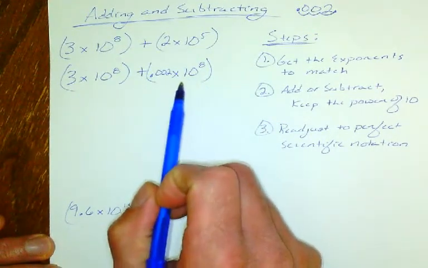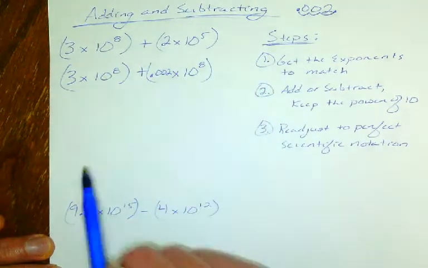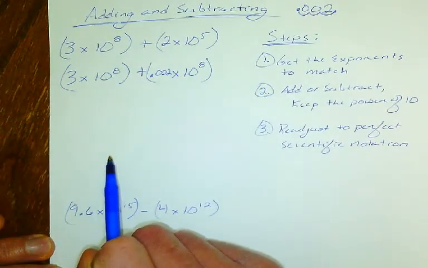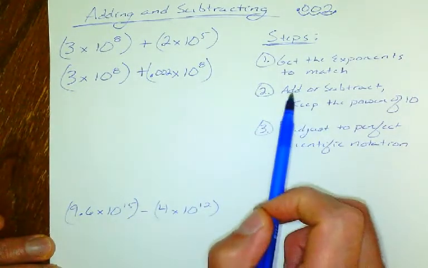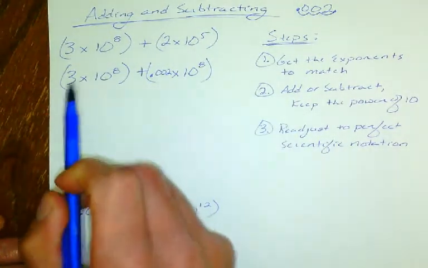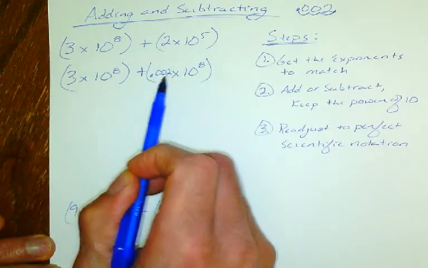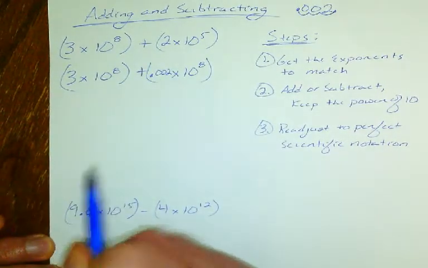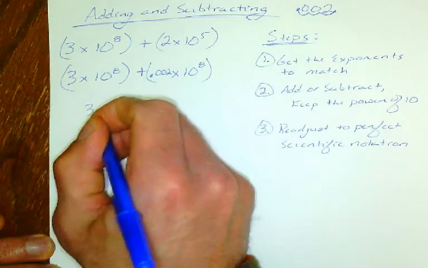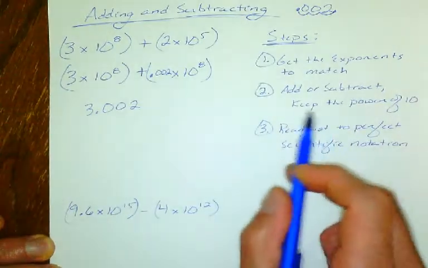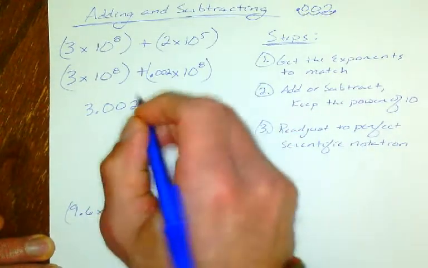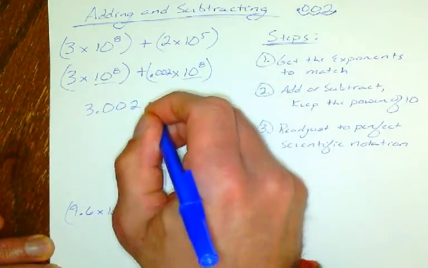So that's step 1. That is the hardest step. Get the exponents to match. Now, once I have that done, I'm going to add or subtract my first number. So I need to do 3 plus 0.002. That's pretty easy addition. That's just 3.002. And I'm going to keep the power of 10. Since they both have 10 to the 8th, I'm going to keep that.